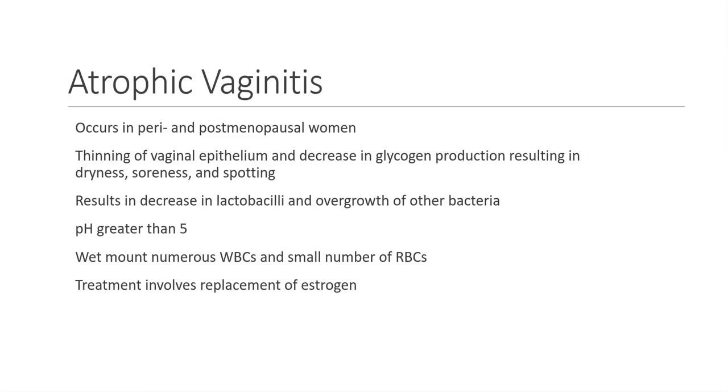Atrophic vaginitis occurs in peri- and postmenopausal women. As you get older, thinning of the vaginal epithelium occurs, and there's a decrease in glycogen production, which results in dryness, soreness, and spotting, which means minor bleeds. This results in a decrease in lactobacilli and an overgrowth of other bacteria. The pH is greater than 5. The wet mount has numerous WBCs and small numbers of RBCs, and the treatment involves replacement of the estrogen.